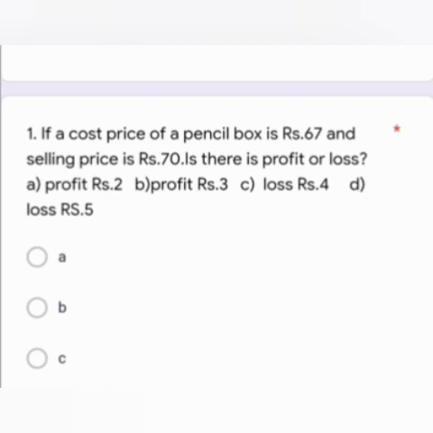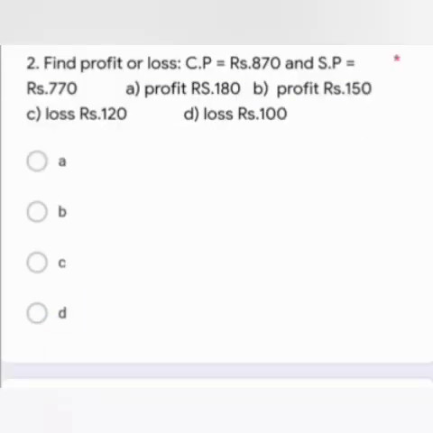So how much is the profit? Difference between 67 and 70 is 3. So there is a profit of rupees 3 and your answer is B. Okay. Now let's see the next question.